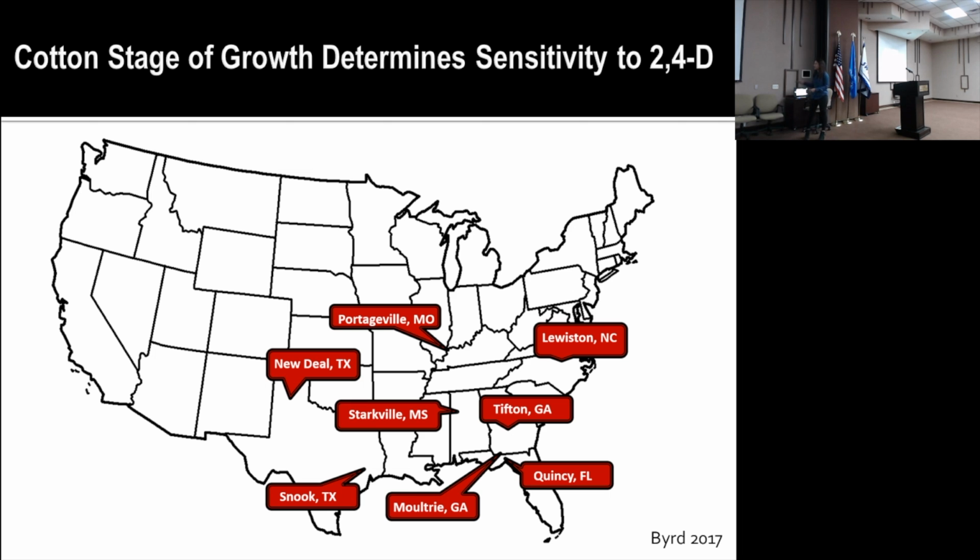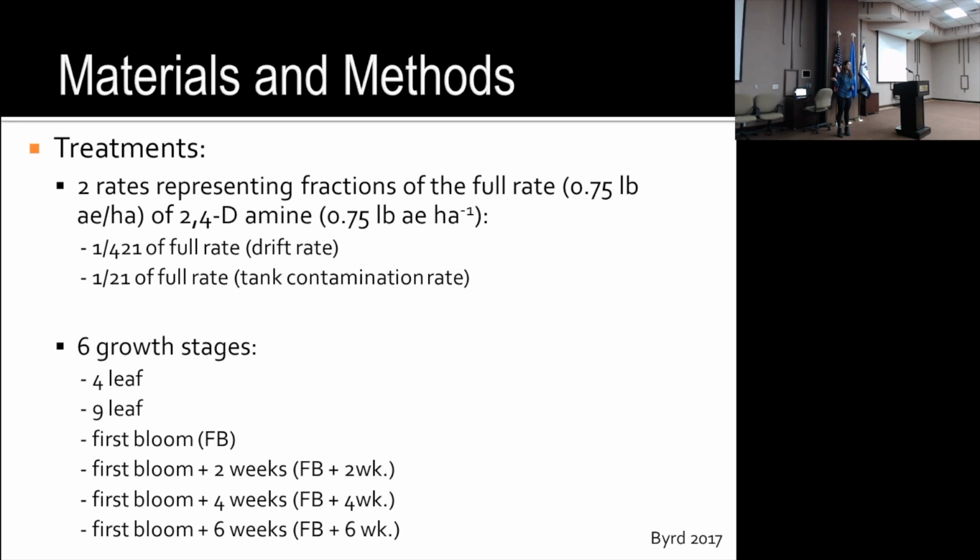So we had 12 locations. I'm not going to show any graphs just because there were so many different sites, but I'll just give you some of the results and discussion. In this study, we had 2 different rates of 2,4-D amine, about 1/400th, that was supposed to be our drift rate, and then about 1/20th, which we called our tank contamination rate. And instead of just 2 growth stages of cotton, we had 6, all the way from 4 leaf to 6 weeks after first bloom.